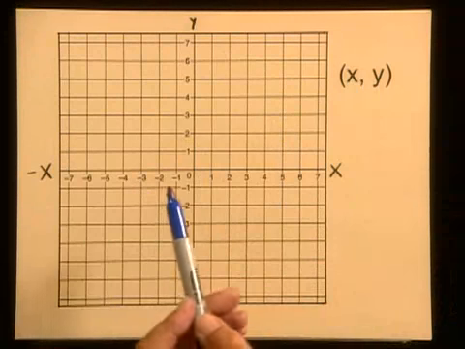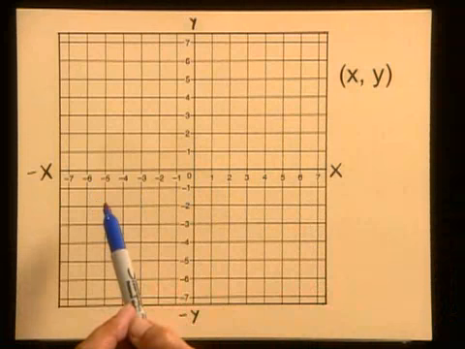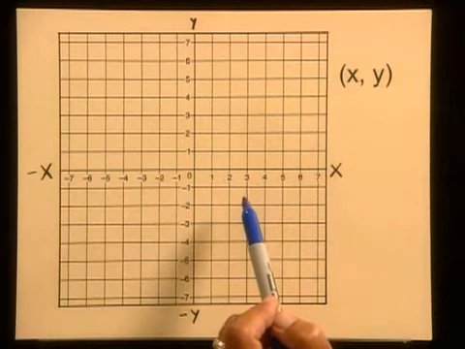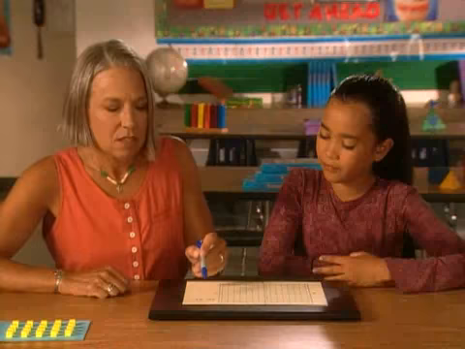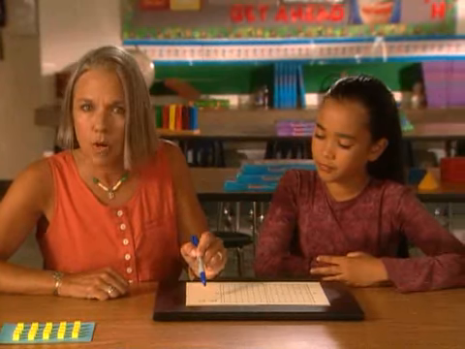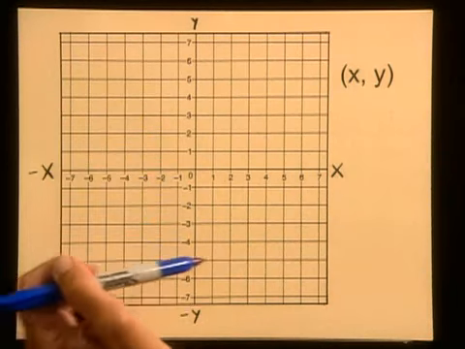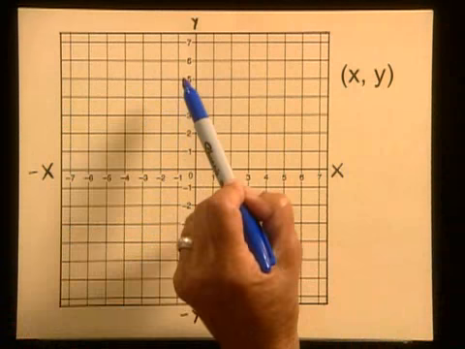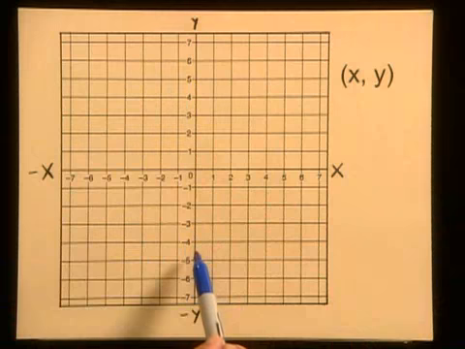Now when we're looking at coordinate pairs or ordered pairs, we remember that the first number represents the x coordinate. And those are the numbers that are going to be running to the right or to the left of the origin. The numbers to the right of the origin are positive, and the numbers to the left of the origin are negative. The second number in an ordered pair is the y-coordinate, and that's going to represent the numbers that run above or below the origin. So the numbers above the origin are positive, the numbers below the origin are negative.